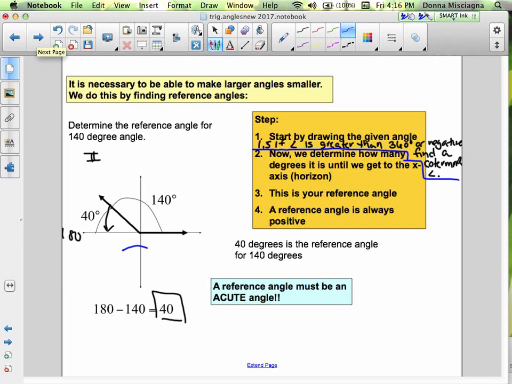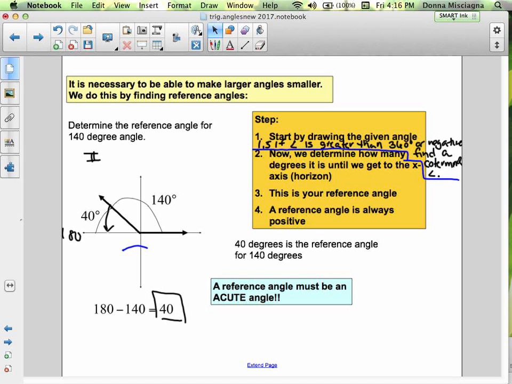There we go. All right, so step 2, now we determine how many degrees it is till we get to the x-axis, the horizontal axis, and we want the fast way. This is your reference angle. A reference angle is always positive, so if you get a negative, you're going the wrong direction, go the other way. If you get something that's not acute, you went the wrong way.